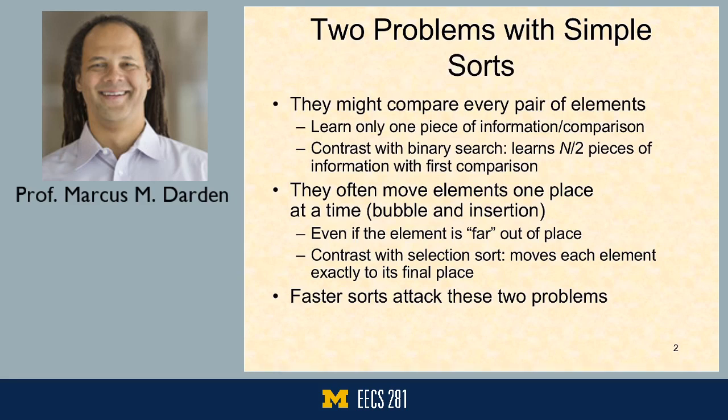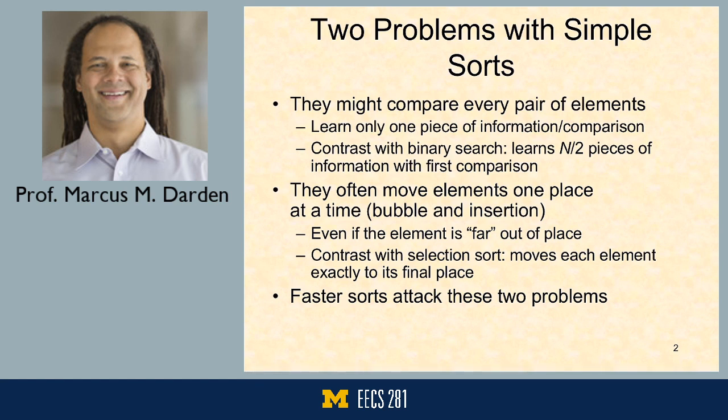Yesterday we looked at our elementary sorts. Today we're going to try to fix a couple of problems that all of those elementary sorts had. First problem was the vast number of comparisons. They might compare every pair of elements in those sorts. And you're only learning one piece of information from any given comparison. This one is less than that one. That's all I know. Think about how binary search works.